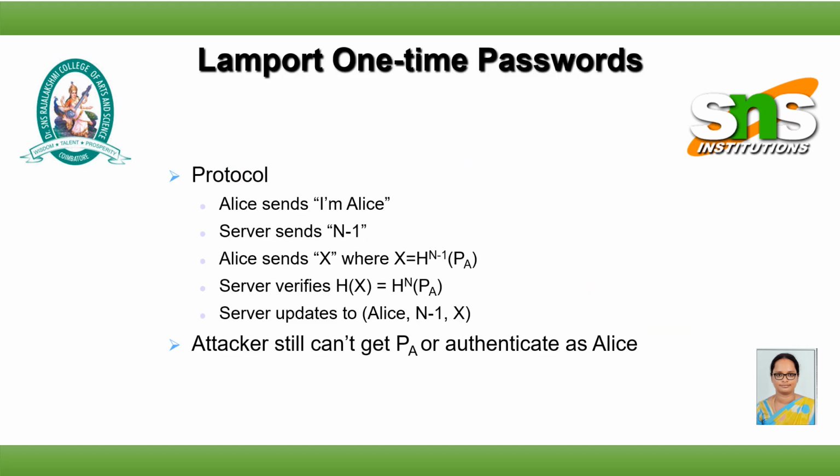Lamport one-time password. So it is like a pass protocol. The example is given here. Alice sends "I am Alice." Server sends n minus 1. Alice sends x, where x is equal to h of n minus 1 of PA. So the server verifies h of x is equal to h of n PA, and the server updates to Alice n minus 1, comma x. So the attacker still cannot get PA or authenticate as Alice.